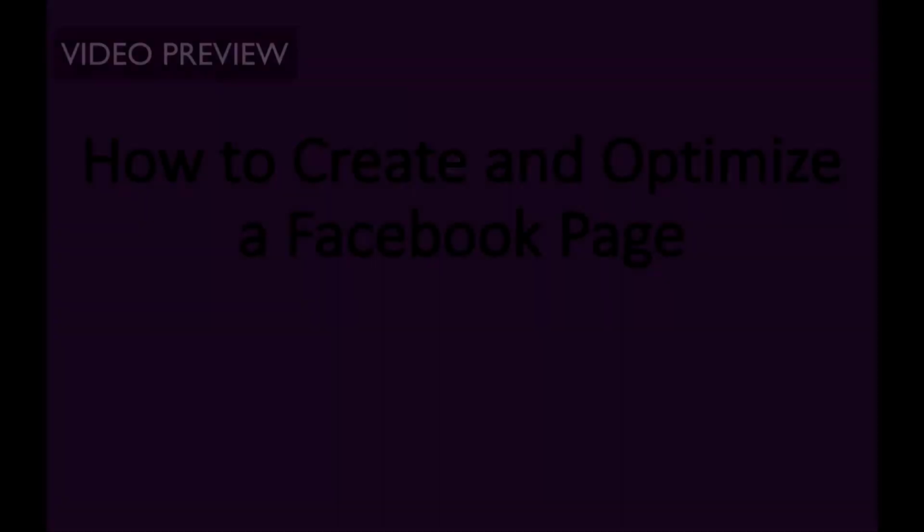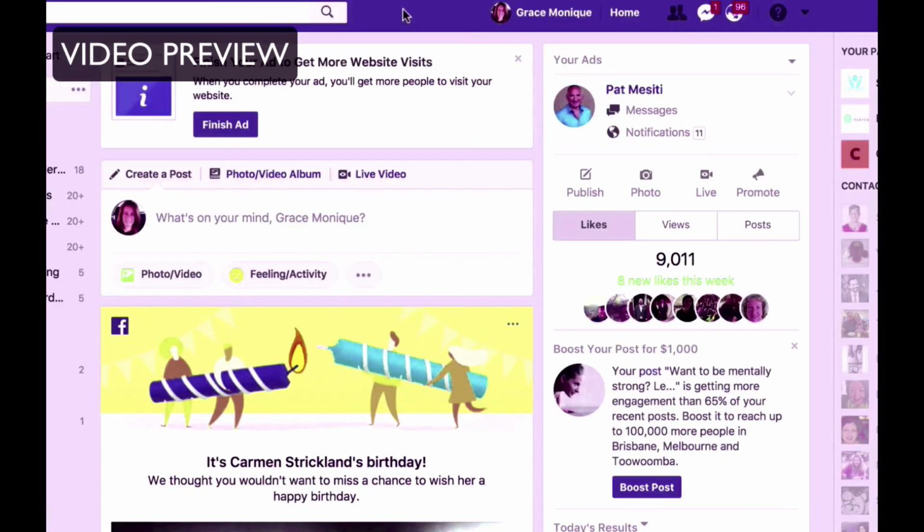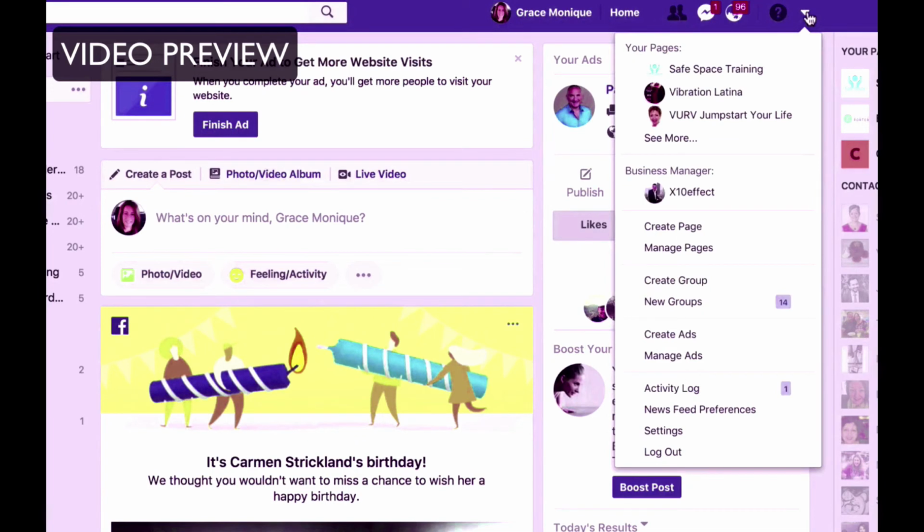Hello and welcome to this video titled How to Create and Optimize a Facebook Page. So if you don't have a Facebook page yet or would like to create a new one, then just follow this tutorial. So first log into your Facebook profile, because you need to have a profile in order to create a Facebook page. Then click on the drop-down menu on the top right-hand side and go to Create Page.